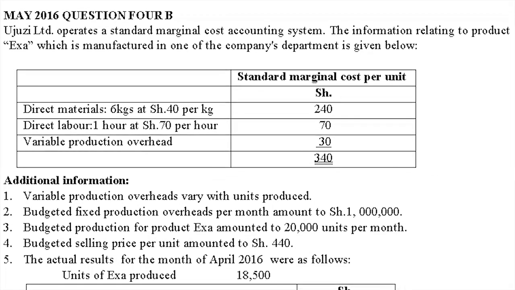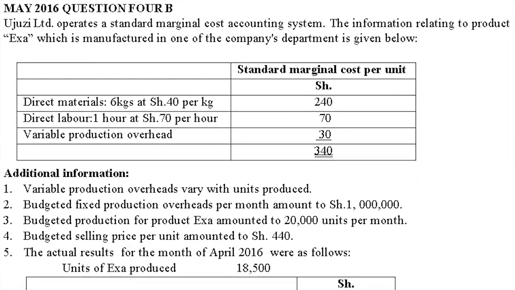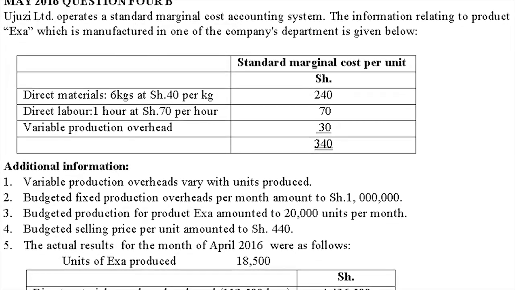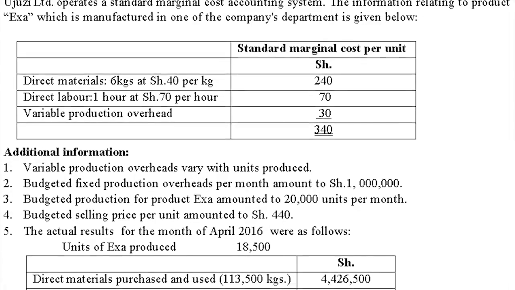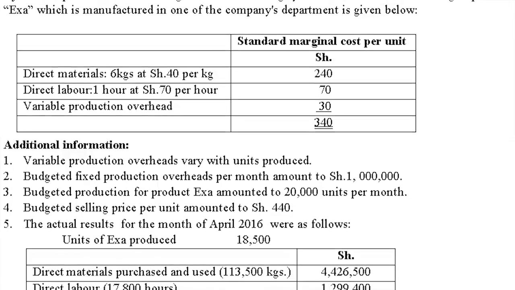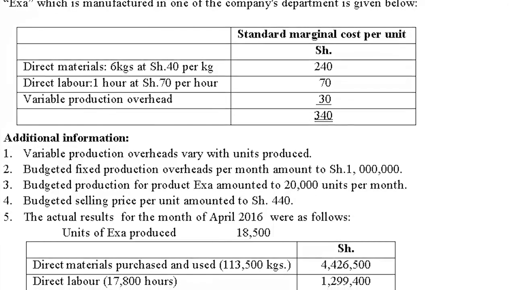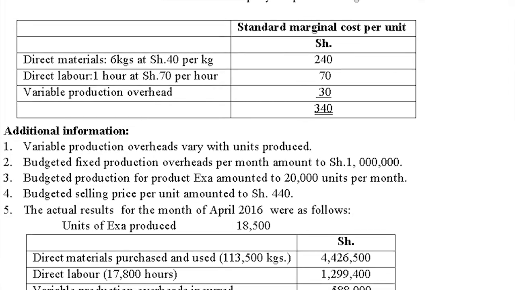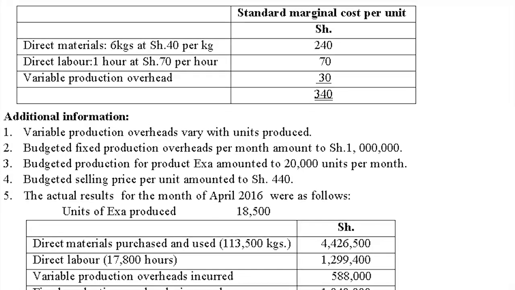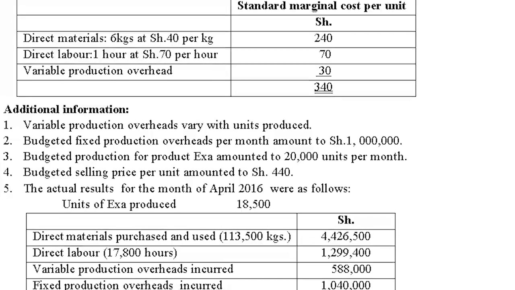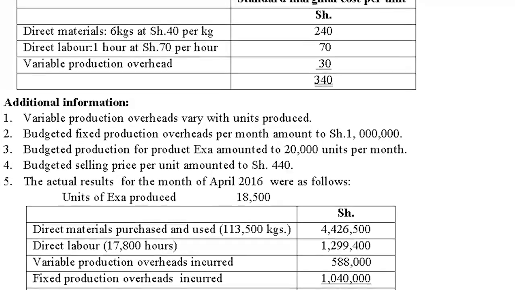Additional information. Number 1, variable production overheads vary with units produced. Number 2, budgeted fixed production overheads per month amounted to shillings 1 million. Number 3, budgeted production for the product Exa amounted to 20,000 units per month. Number 4, budgeted selling price per unit amounted to shillings 440.